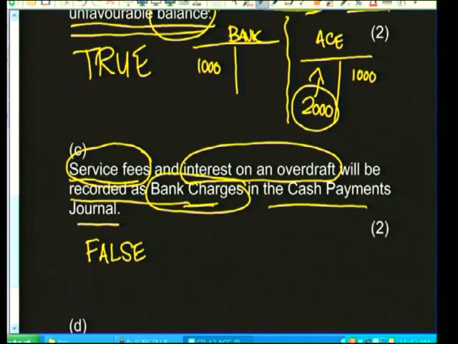But the difference is that your interest on overdraft, listen carefully, your interest on overdraft is not a bank charge per se. Your interest on overdraft is a financing expense. And therefore, when you are doing your income statement, now again, I'm taking you somewhere else. Because you may be thinking, come on, what's Ashraf doing? We're talking bank recon, he's talking income statement.